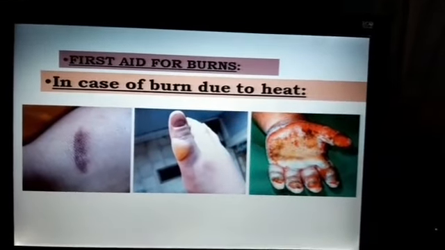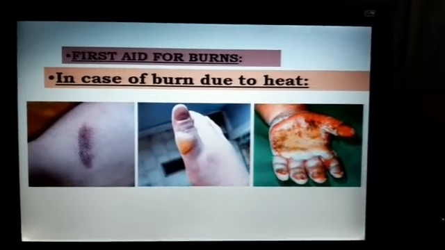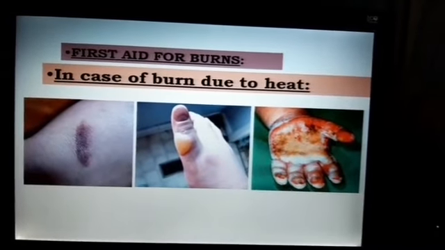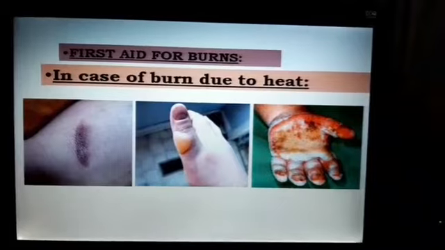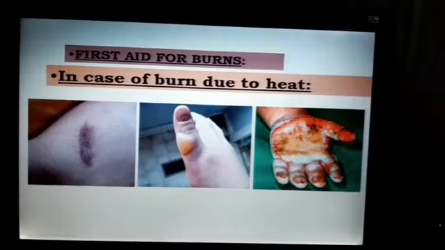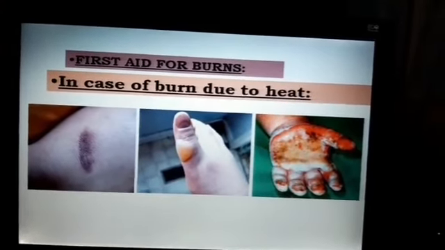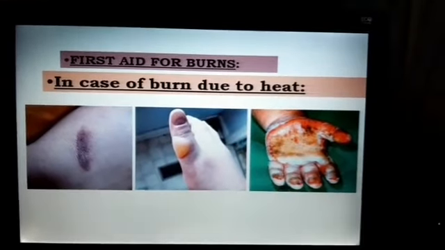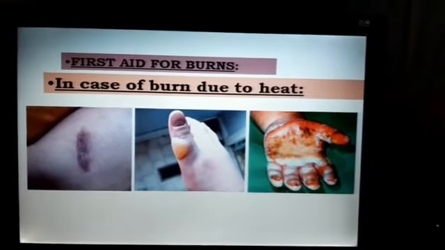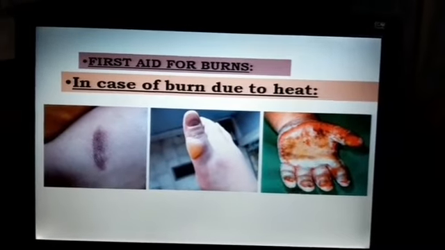In the next picture we can see the burn has formed blisters. We should never break the blisters. Instead, we should place a clean cloth over the burnt area to protect it from flies or dust and to prevent infection. Then, we should place a cloth dipped in a paste of baking soda and water on the burnt area. In the next picture we can see the burn is severe. We should take that person to the doctor immediately and give him lots of water to drink.